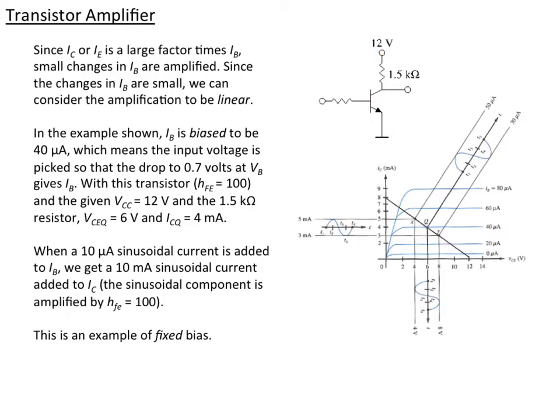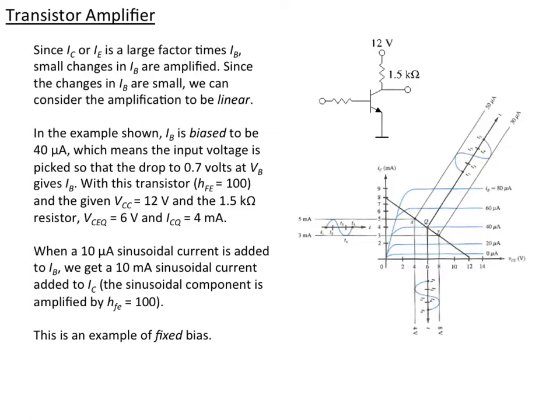If we look at the collector characteristics of the amplifier, we see here we're in the active region. We've picked VCE to be 6 volts, so we're right here on the 6 volt line, and we've picked the current to be 40 microamps on the base, so we're picking this line to be the quiescent value, and from that we can read off the 4 milliamp collector current, which is also the emitter current in this case, nearly.